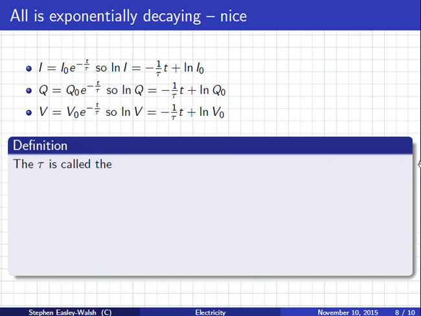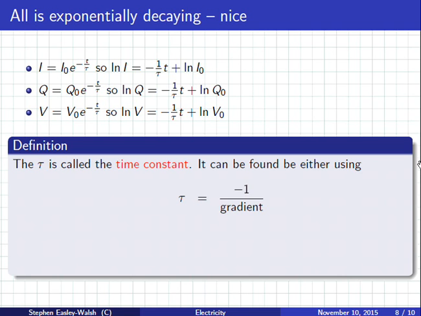What happened to the yellow I0? Fahad interrupted me in the middle of writing it. That's what happened. So if you just give me a moment. Plus log I0. Alright. So now I have log I equals minus 1 over tau t plus, I will go with this green, log I0.